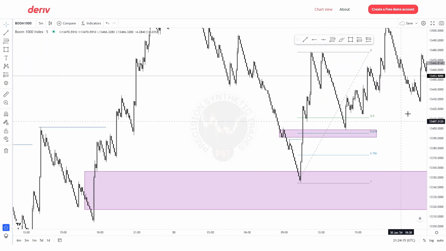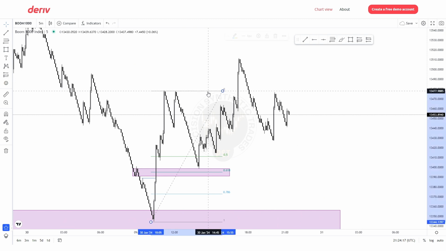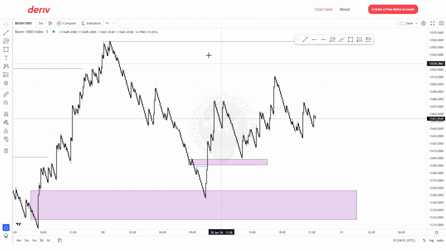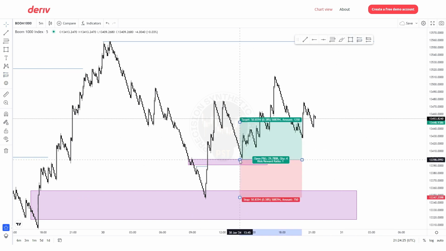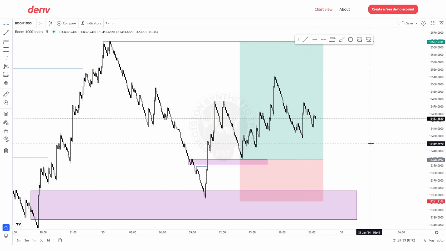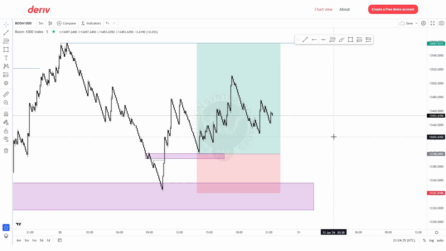And where do we target? Remember, our bigger picture is there, so you can literally enter there, put your stops there, and target there. So let's see if price plays out.